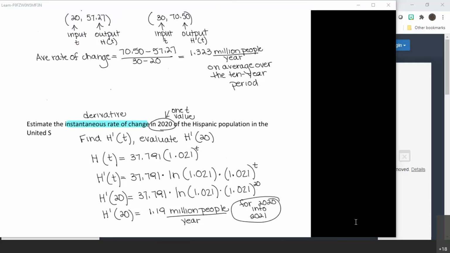Does everybody understand the difference? Again, if you're looking at demographic data and you're modeling it with equations, sometimes it's important to understand the nuances of what it's telling you. Anybody have questions about this one?